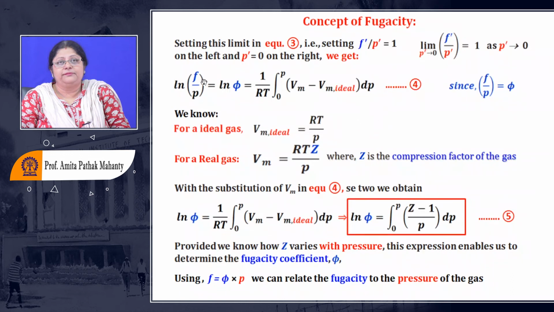And phi, which is F by P, is defined as the fugacity coefficient. So I can write ln phi, right? Yes, ma'am. So if you have understood this, now I introduce another manipulation. For an ideal gas, Vm is equal to RT by P, and for the real gas, Vm in terms of the compressibility factor is RT by P into Z.